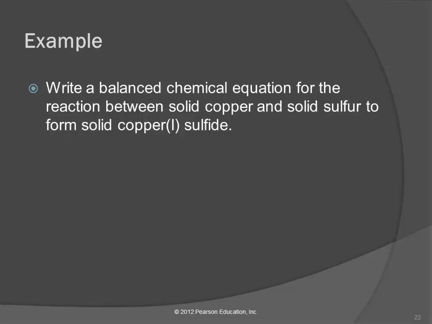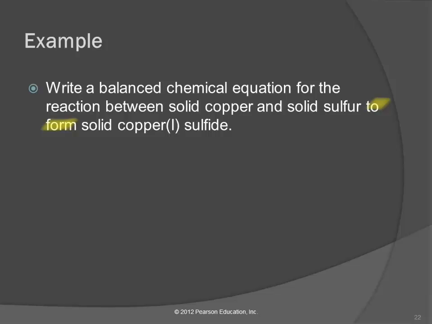Write a balanced chemical equation for the reaction between solid copper and solid sulfur to form solid copper(I) sulfide. So the first thing we have to do is write down the formulas for these things. And generally they're written in order left to right, reactants first, then products. And so we see here this "to form." So that's like the arrow. Everything listed before that goes before the arrow, it's a reactant.